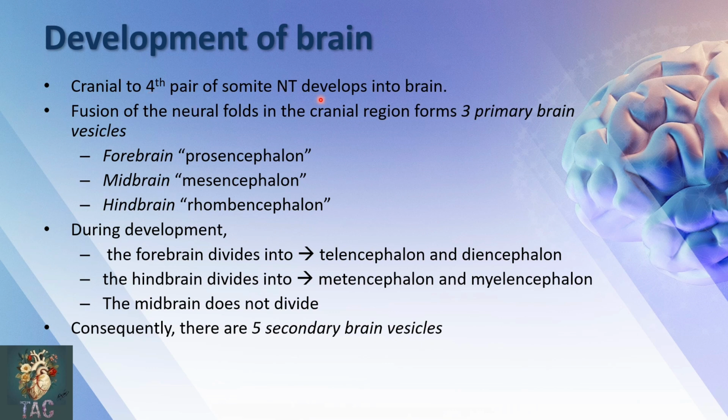Cranial to the fourth pair of somites, the neural tube develops into the brain. Fusion of the neural tube in cranial regions initially forms three primary brain vesicles. These vesicles are called the forebrain, which is the prosencephalon, the midbrain, which is the mesencephalon, and the hindbrain, which is the rhombencephalon. During further development, the forebrain divides into telencephalon and diencephalon, while the hindbrain divides into the metencephalon and myelencephalon. The midbrain does not divide, so there are five secondary brain vesicles. Initially we have three brain vesicles, and later with development, we have the five secondary brain vesicles.